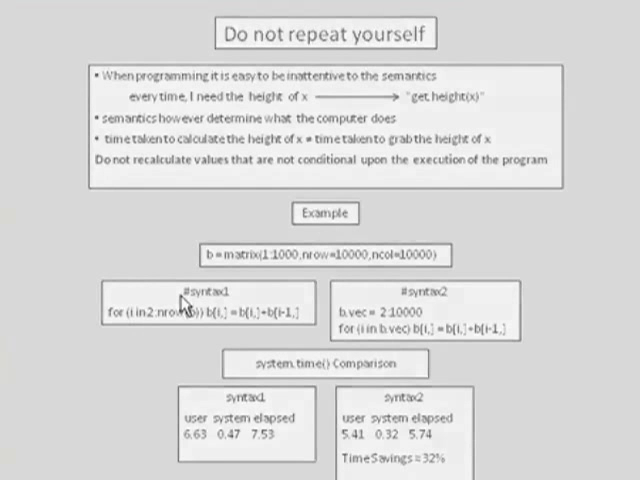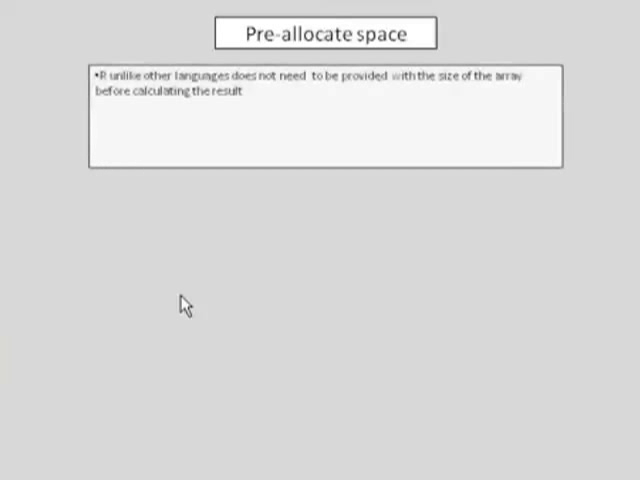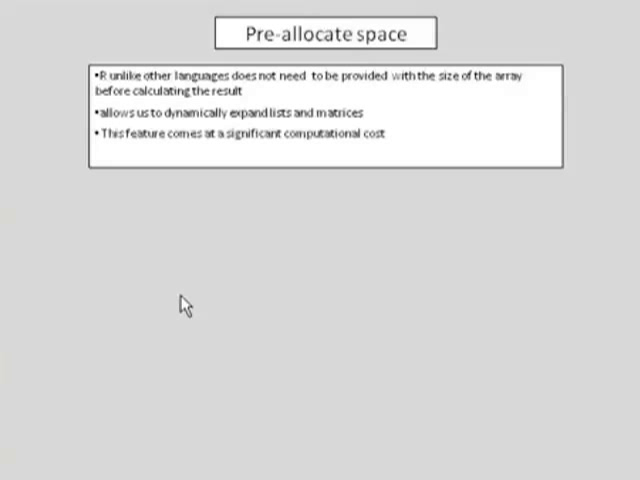is quite substantial. Another thing that you should do is pre-allocate your space. This is one thing that really changed my paradigm about R: unlike other languages, you do not need to declare the size of the array before calculating the result. So ex ante, you do not need to determine how much space you need. This allows us to dynamically expand lists and matrices, and it's very easy for writing very fast code. However, this feature comes at a significant computational cost. So my tidbit from this is, when possible, determine the size of the resulting array ex ante.